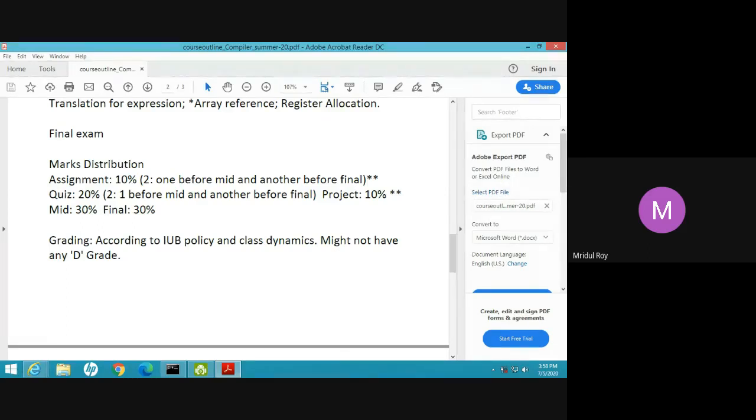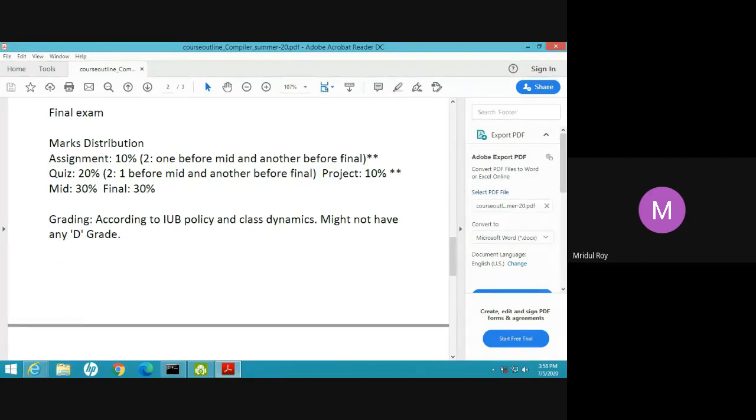So let's talk about grading. According to IOB policy and class dynamics, as you know my grading, maximum of you might not have any D. So it is also tentative. We did not decide yet how we are going to grade. As we are approaching the end of the semester, we are going to fix those issues. And of course, I'm going to post the criteria of the grading as well.